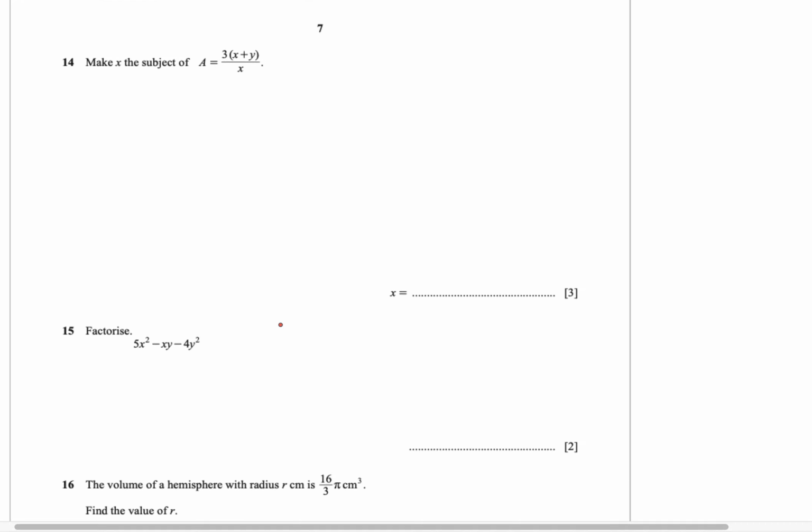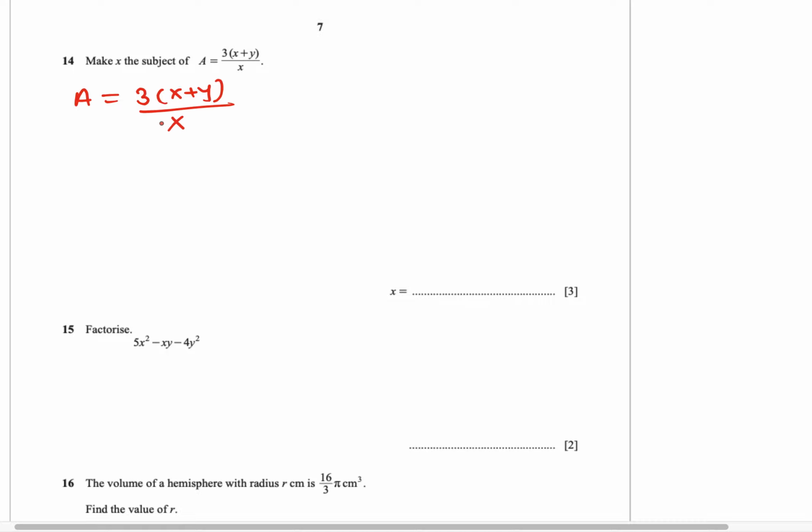Make x the subject, changing the subject, a very easy question. So what you have to do is first make a linear equation, in the sense that you make an equation where there is no denominator. So I will first write the question, that is 3 times x plus y upon x. Now this x will be taken there, so it will become ax is equal to 3 times x plus y.